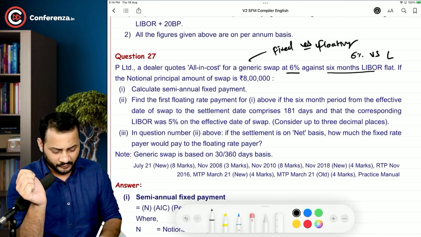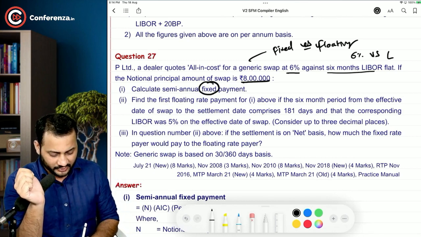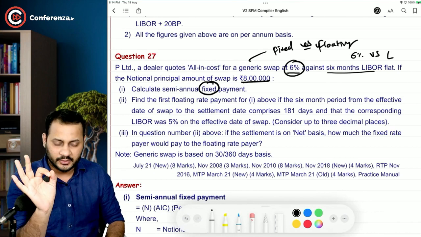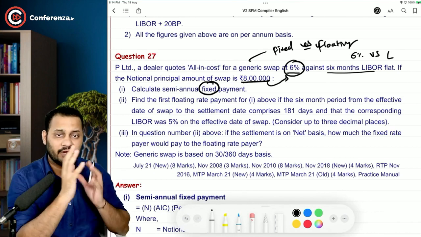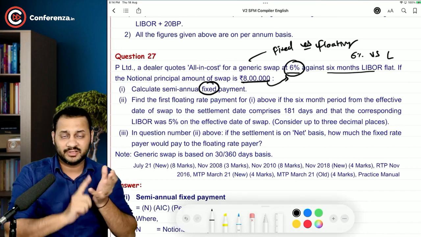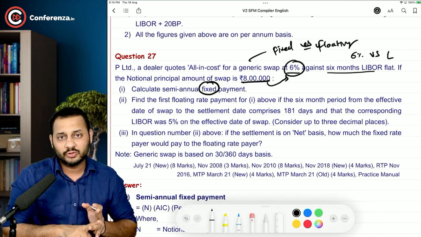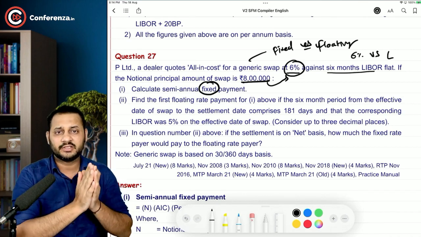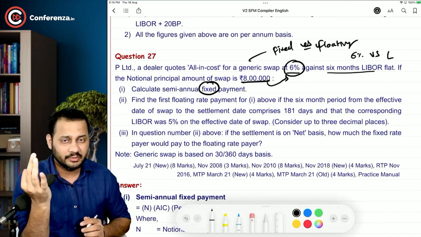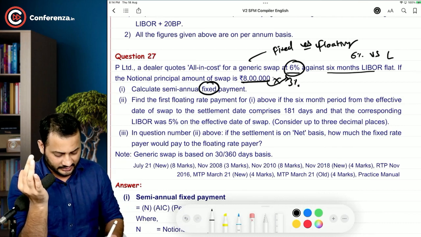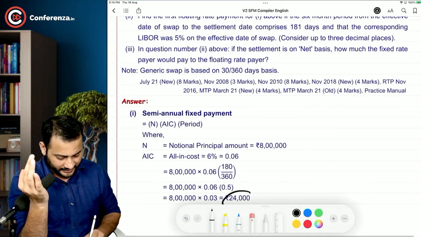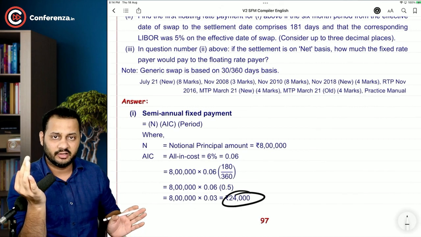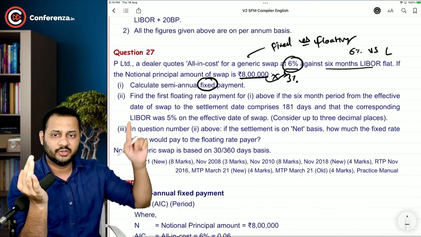It's very simple, sir. 8 lakh, we have to calculate the fixed payment and the fixed rate is 6%. 8 lakh into 6%, everything is per annum. 6% is also per annum. LIBOR is also per annum. So 6% is per annum. That means for semi-annual 3%, 8 lakh into 3%, that's 24,000. It's very easy to calculate. It's not that difficult. That's a semi-annual payment.